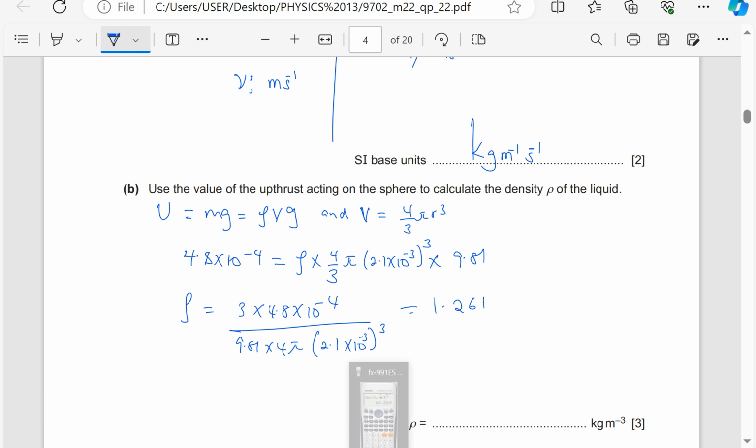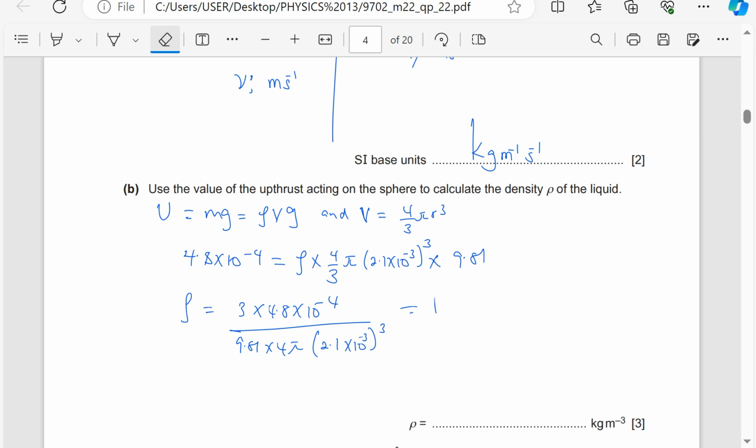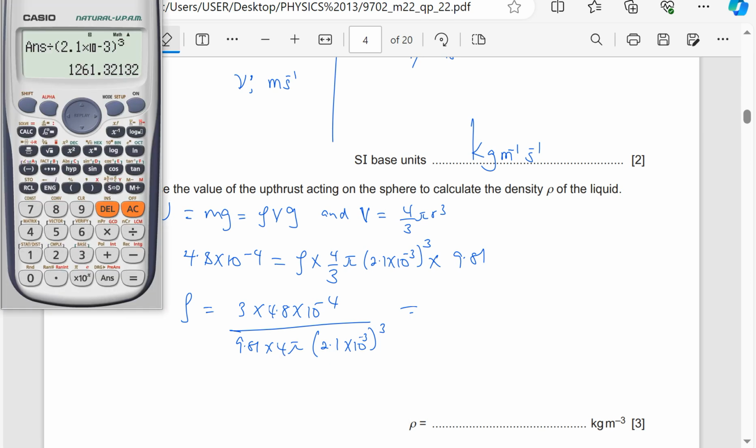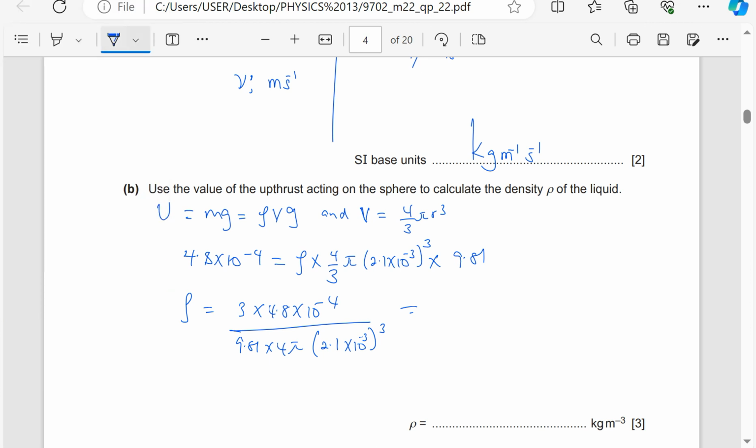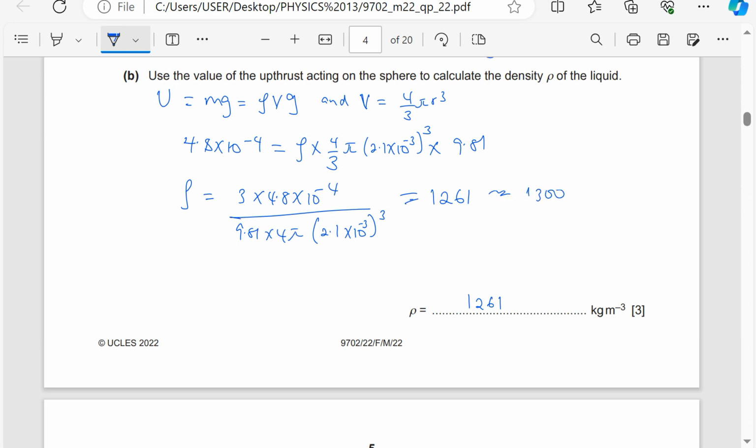So it's 1,261. So I'll just write 1,261 kilograms per meters cubed. So this is 1,261 kilograms per meters cubed, or if you want, you can write 1,300 kilograms per meters cubed. Okay.